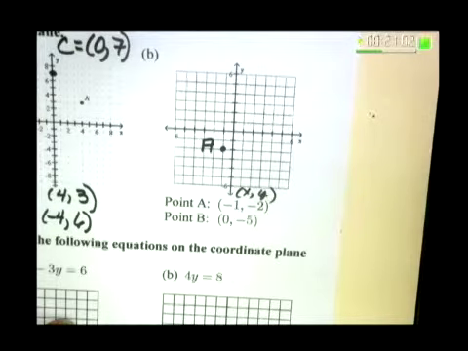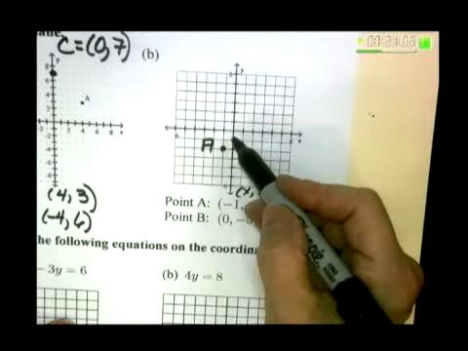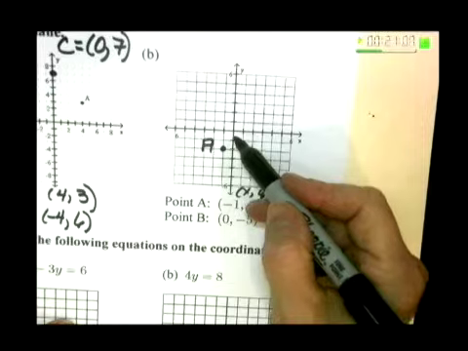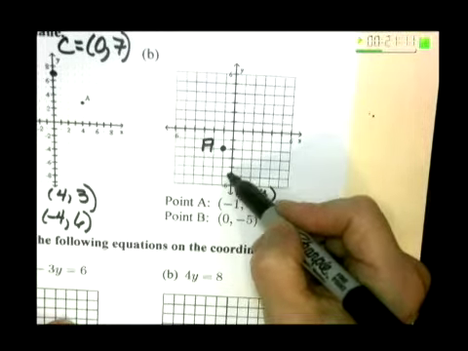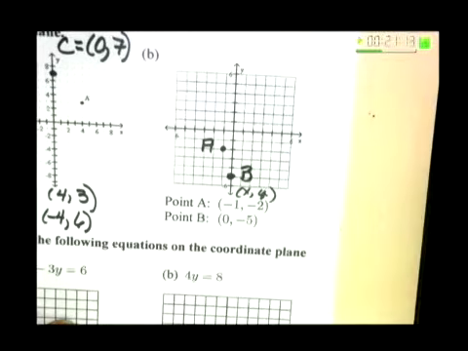Point B is 0, -5. I go nowhere on x, but a -5 on y. 1, 2, 3, 4, 5. And that's point B.